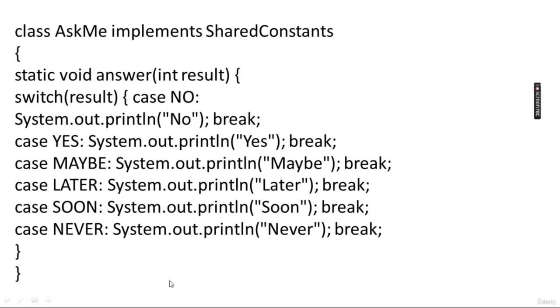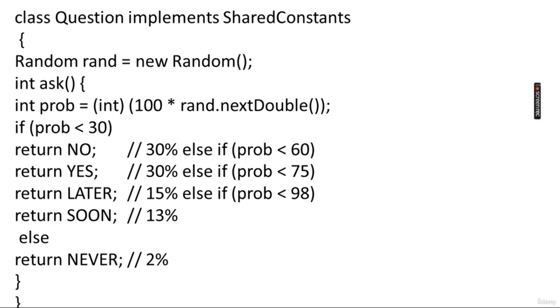Now, in answer we are passing the result. So we are switching on result. If it is no, it will print out no. If it is yes, it will print out yes. If it is maybe, it will print out maybe. So depending upon these constant values we are passing: no, yes, later, soon.